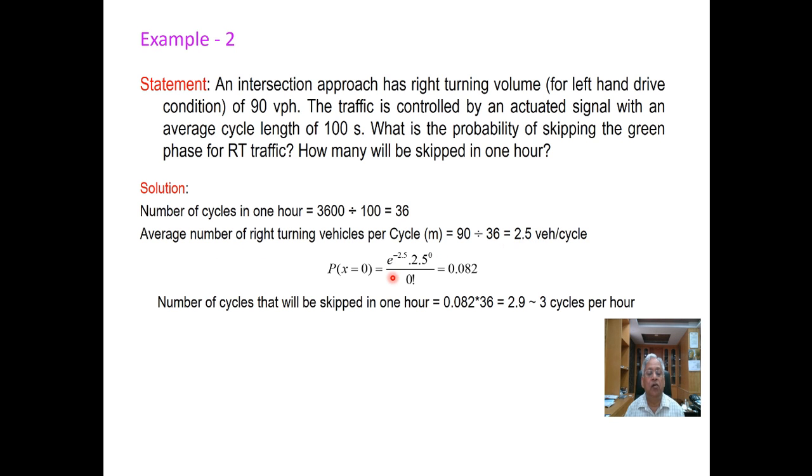If you put the value of m equal to 2.5 and you find the probability that there will be no arrival in a particular cycle, x equal to 0, then this value is 0.082. That means there is an 8.2% chance that a right turning vehicle will not arrive in a cycle and the green phase will be skipped. So if there are 36 cycles in 1 hour, how many cycles will have no right turn? 36 multiplied by this probability gives you 2.9, or you can say 3 cycles per hour.